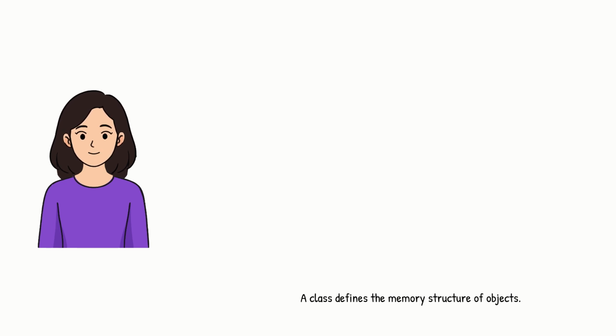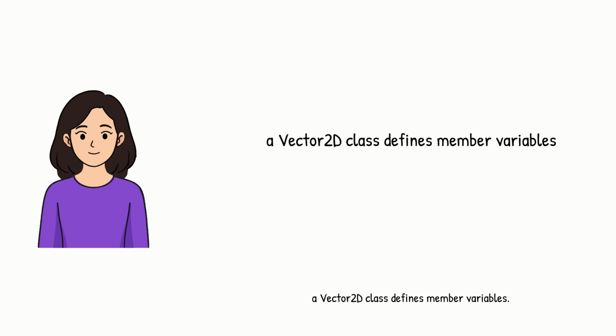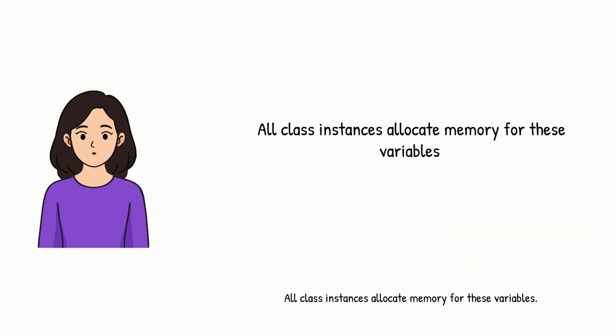For example, a vector2D class defines member variables, such as position in x and y coordinates. All class instances allocate memory for these variables and can access methods that manipulate their state.